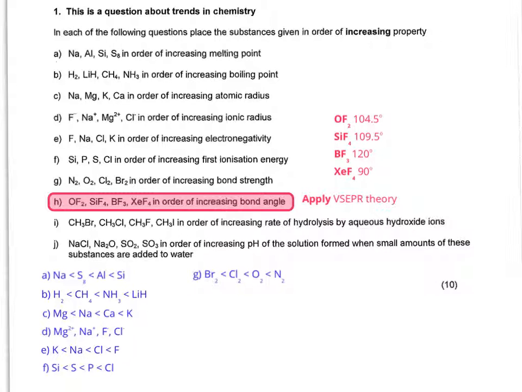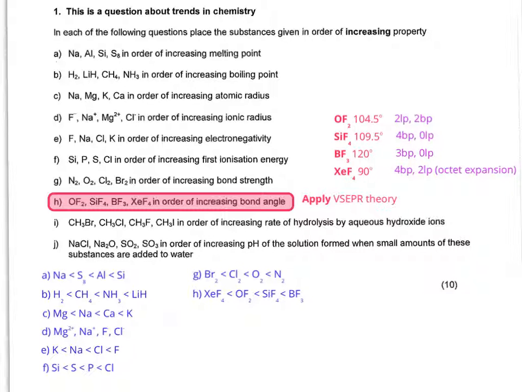So for OF2 you have 2 bond pairs, 2 lone pairs. Silicon tetrafluoride you have 4 bond pairs, no lone pairs. For boron trifluoride you have 3 bond pairs, no lone pairs. And for xenon tetrafluoride you'll have a bit of octet expansion, giving 4 bond pairs and 2 lone pairs, so the lone pairs sit on top and bottom of the xenon central atom, meaning the bond pairs go out at 90 degrees to each other.